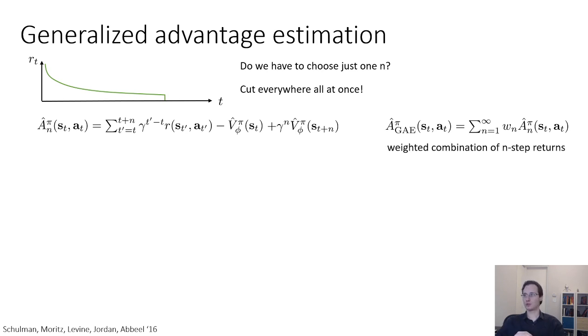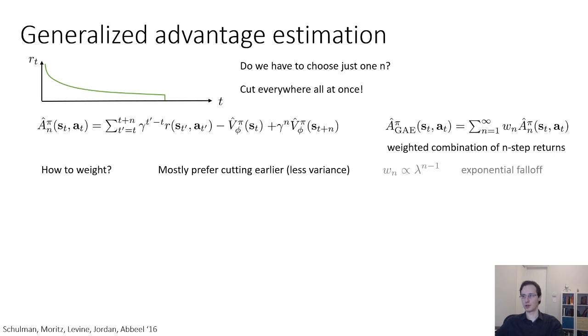And the way that you can choose your weight is by utilizing the insight that you'll have more bias if you use small n, more variance if you use larger n. So you mostly prefer cutting earlier because then you have less variance, but you want to keep around some of those traces that go further in the future. So a pretty decent choice that leads to an especially simple algorithm is to use an exponential fall-off. It's to set the weight W_n to be lambda to the power n minus 1. And if you think this is reminiscent of a discount factor, it's because it really is.